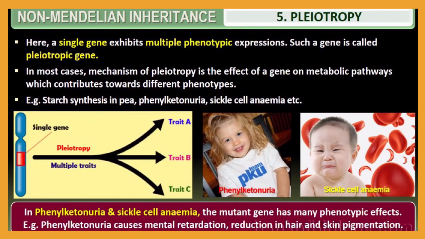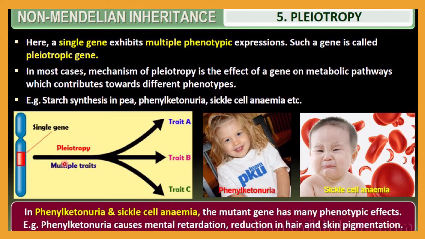Next theory is pleiotropism, and this is an exceptional case that does not follow Mendel's law, and that's why we call it non-Mendelian inheritance. According to Mendel, you know very well, one gene is responsible for one phenotypic expression, right? But here only one gene will exhibit multiple phenotypic expressions. That means only one gene is responsible for more than two types of traits or expressions.